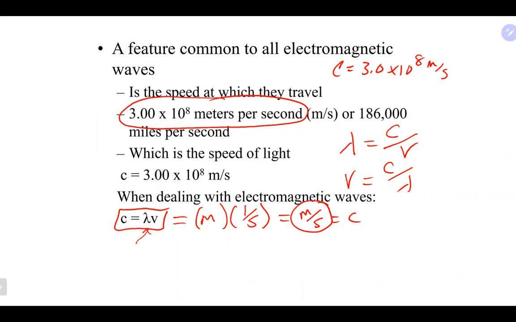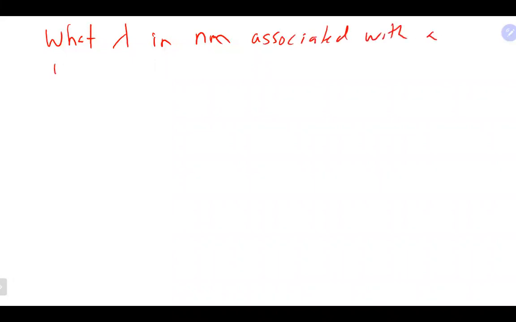Why don't we try one here and see? Let's do: what is the wavelength in nanometers associated with a wave that has a frequency of 5.6 times 10 to the 14 reciprocal seconds?